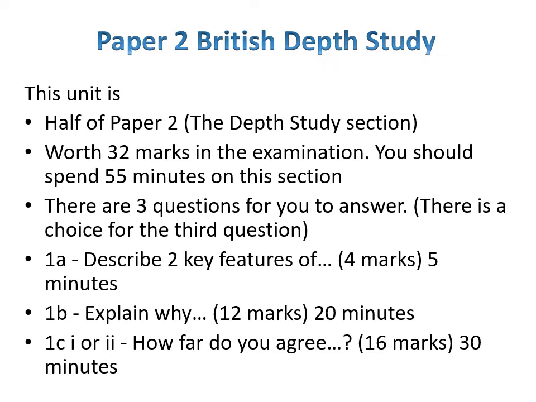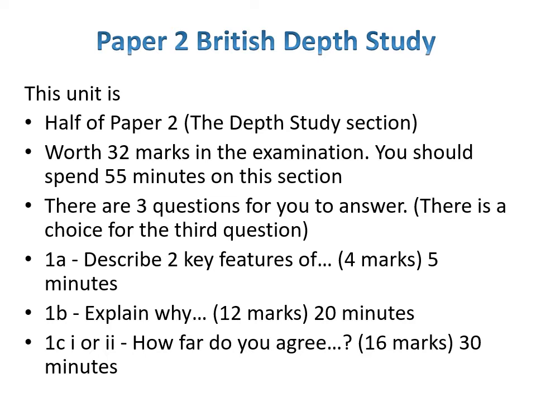So a couple of things you need to remember about this paper before we go in through the questions individually. This is one half of paper 2. The other half is the modern world study. This one is the British Depth Study. It's worth 32 marks in the examination and you should spend 55 minutes on this section of the exam. There are just 3 questions for you to answer, but the third question has a choice.